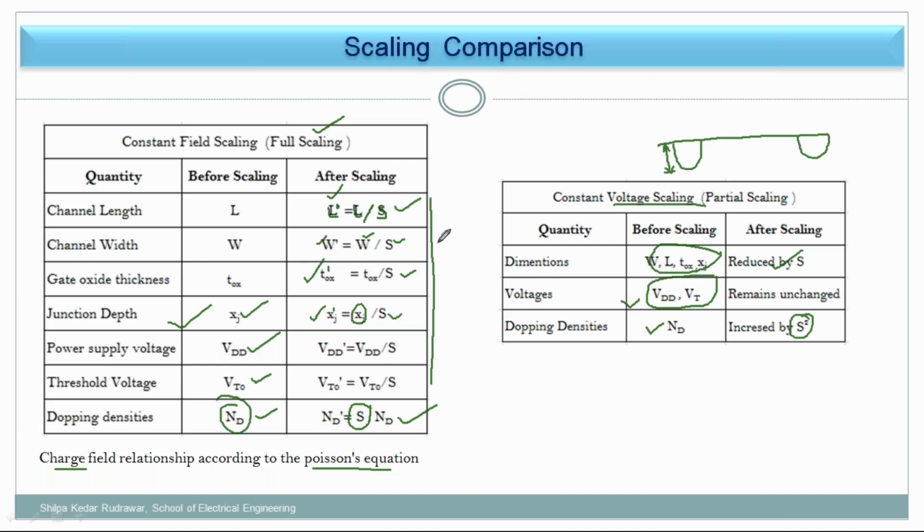Hope the things are clear. In constant field scaling, all the parameters, considering W, L, TOX and voltages, are scaled down, but in constant voltage scaling, voltages are not scaled down. The rest of the parameters are scaled down. And in the next lecture, we will continue with the effect of scaling down the parameters on the current density, linear current values and other values in the coming lecture.